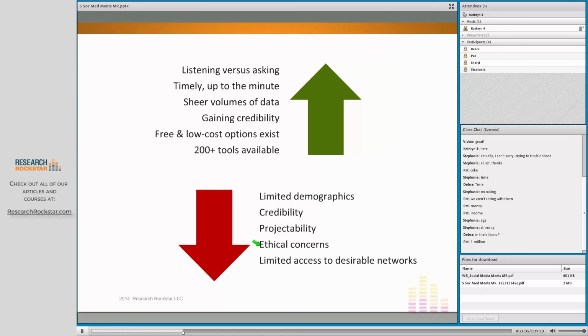And in fact, two of the largest market research professional associations in the world, the MRA and SMR, have since published ethical standards for social media research. So I'm just going to type that in. So if you want to look that up, you can get copies of their standards.